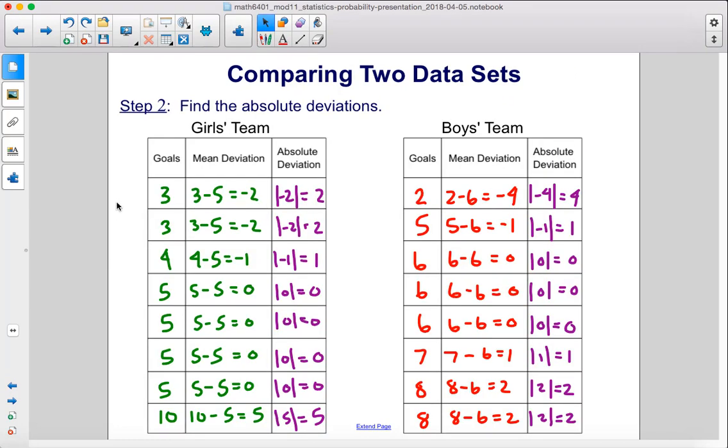Step 2, find the absolute deviations. Alright, so I've gone ahead and filled out the tables. For the girls' team, we had these amount of goals for each of the 8 games. For the boys' team, we had this amount of goals. So then I subtract the mean from each of these numbers. The mean for the girls' team was 5. So 3 minus 5 gives us negative 2. Then we just take the absolute value and we get 2 as our absolute deviation. So I did this for all of the scores.